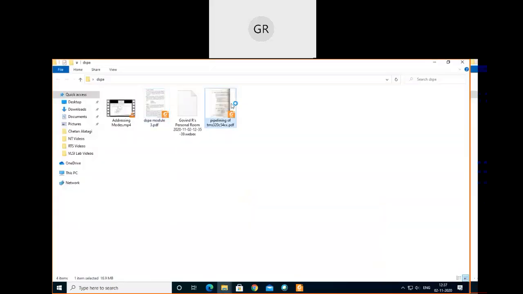Today we'll discuss the pipeline operation of the TMS320C54xx processor. What is meant by the pipeline operation? Anybody familiar with pipeline operation?